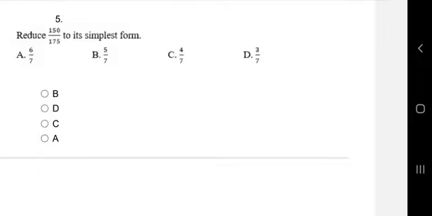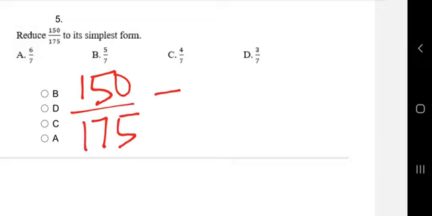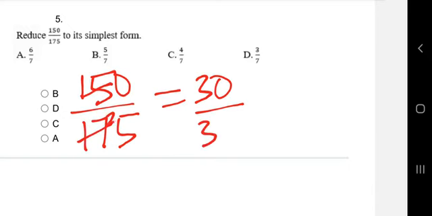Reduce 150 over 175 to its simplest form. So we'll just be dividing. What can divide? 5 can divide 150. Let's use 5, because 2 cannot divide 175. We use 5 first. So the 5 in 15, that's 3, 0. 5 in 17, that is 3, remainder 2. In 25, 5. So 5 can still go in 30 and 35. 5 in 35, 7. That gives 6 over 7. That is option A.